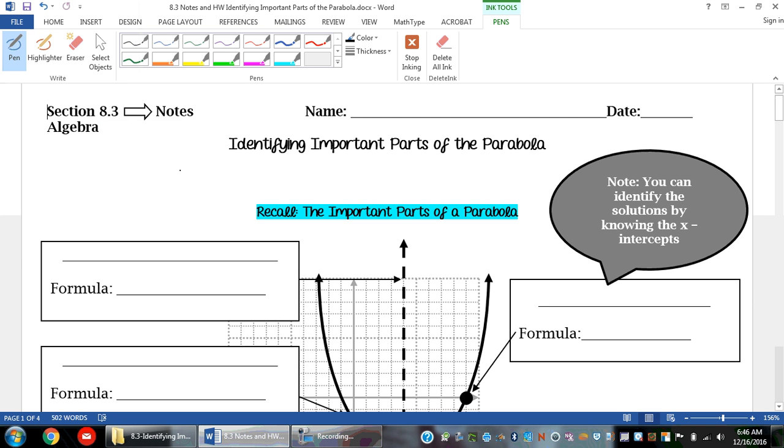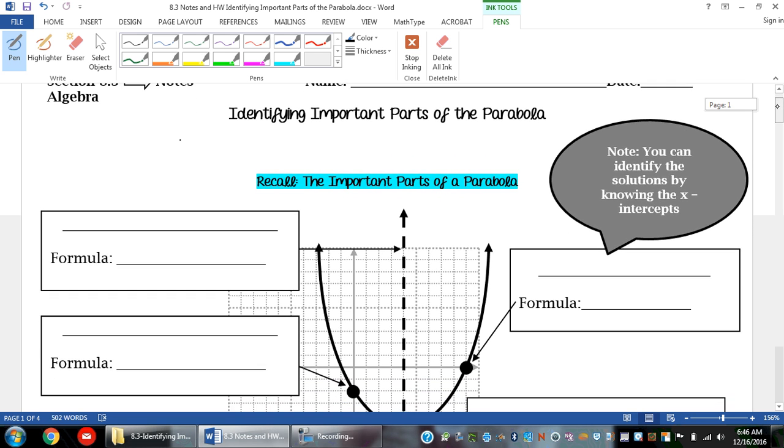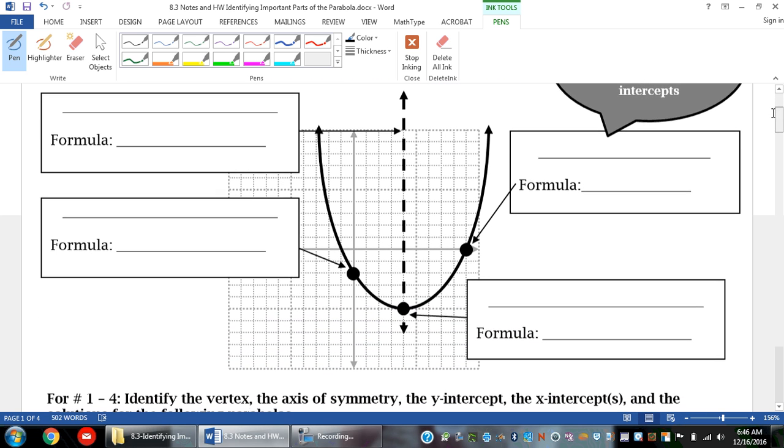Welcome back. Today we're going to be working on the last video of 8.3. What we're going to be working on is just identifying the important parts of a parabola. So remember, a parabola is just a U-shaped graph. It's a quadratic. We're going to go through some vocabulary words first.